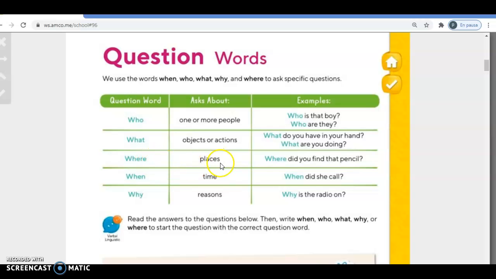Where? Places. Where did you find that pencil? When? Time. When did she call? Why? Reasons. Why is the radio on? If you see, each question has a question mark at the end and a capital letter at the beginning.